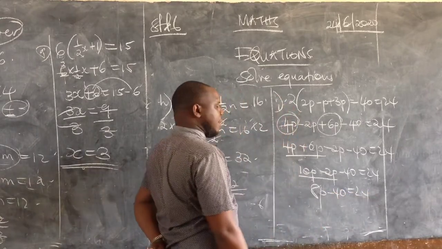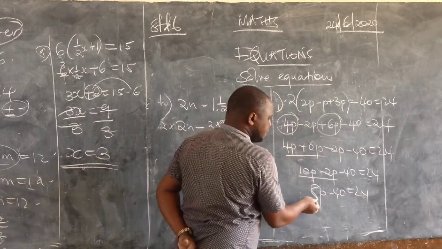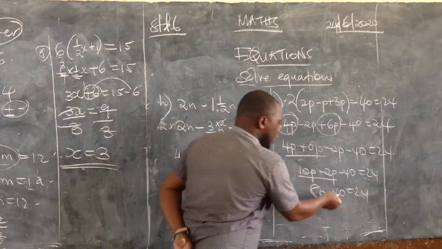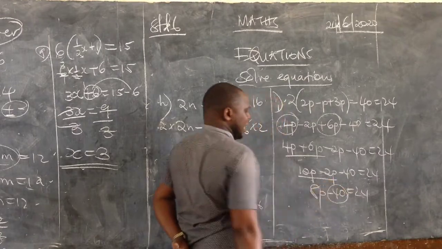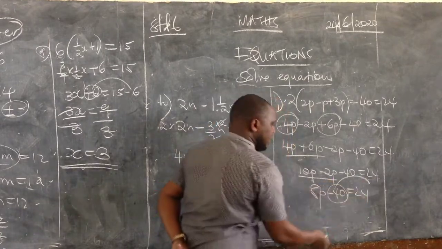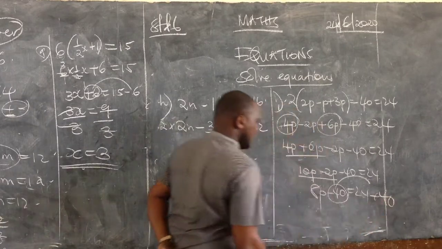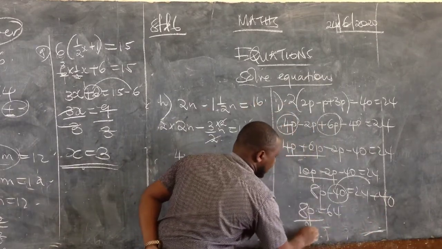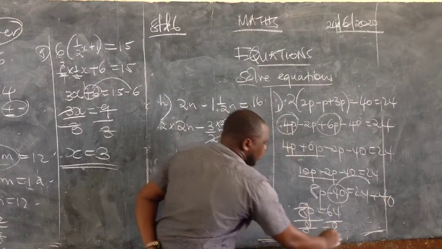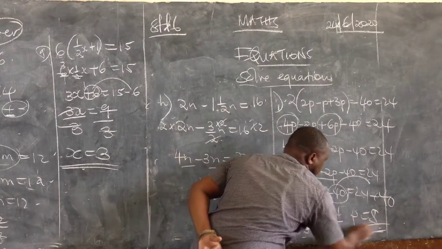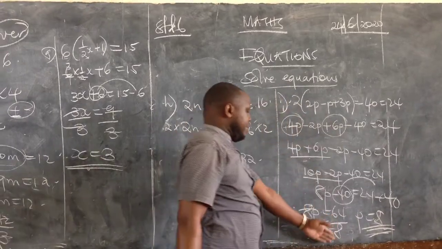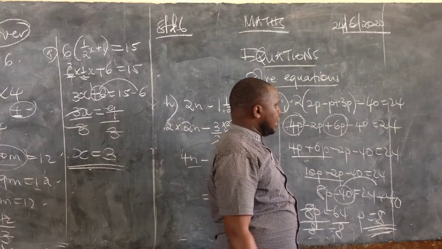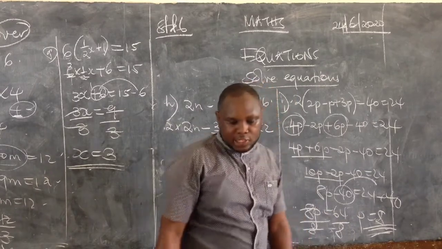You must move by steps. So this is going to be 8p minus 40 is equal to 24. This is minus 40. Crossing the equal sign, it becomes plus 40. So this becomes 8p is equal to 64. Divide by 8, divide by 8. So the value of p is going to be 8. 64 divided by 8 is 8. And so, therefore, p is equivalent to 8.